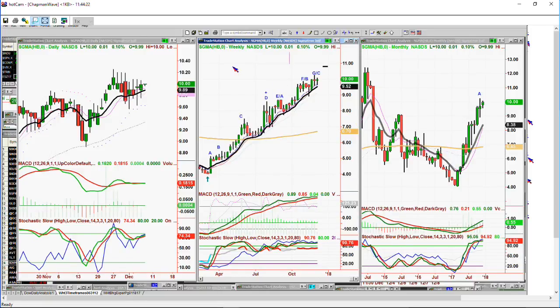Wrong stock. SGMO. Oh, SGMA. What a lot of work for SGMA, and you're on SGMO.